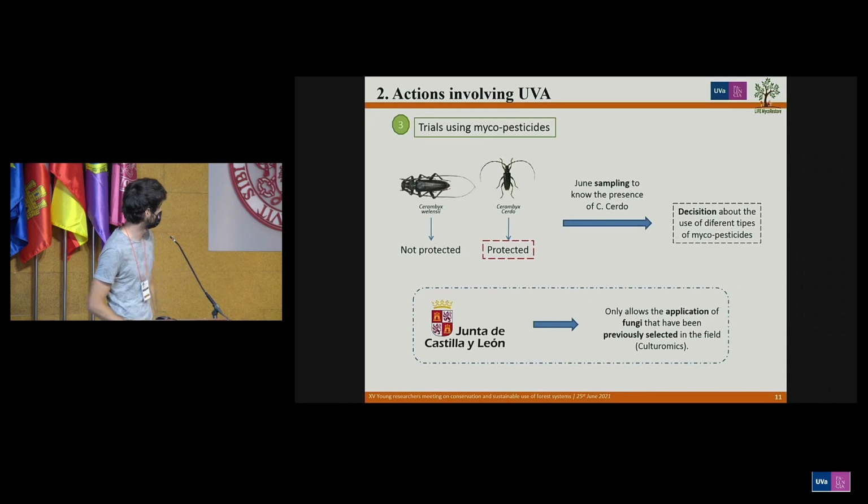The last part of the project is to use these fungi to inoculate in the forest. We have a problem in the area. We have two insects that are very similar, Cerambyx welensii and Cerambyx cerdo. One is protected by the European Union. So now we are sampling in June and July. We are sampling the area to know if we really have this Cerambyx cerdo in the area.